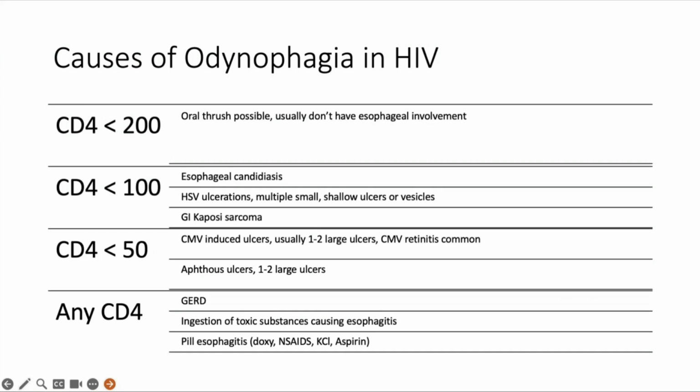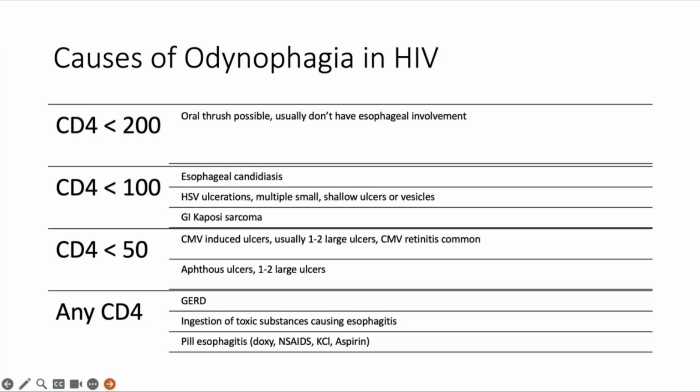And so odynophagia in HIV varies based on what the cause might be according to CD4 count. If it's between 100 and 200, then you might have some oral thrush. Usually you don't have so much esophageal involvement. When the CD4 count is below 100, then you start to see esophageal candidiasis, and you start to think about other things too, like could it be HSV? Could they have GI Kaposi? And as your CD4 count gets lower, less than 50, then you worry about things like CMV and aphthous ulcers.